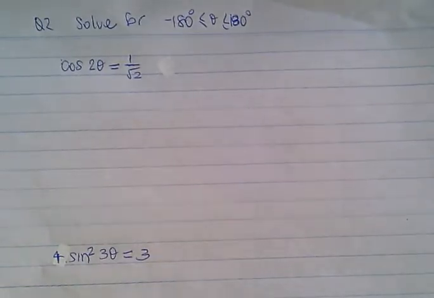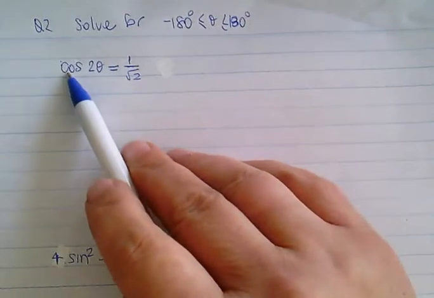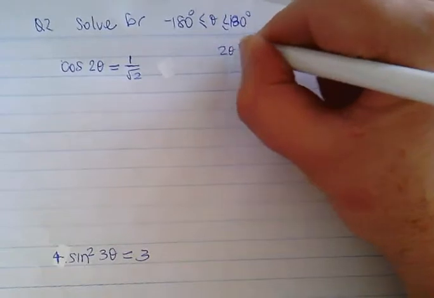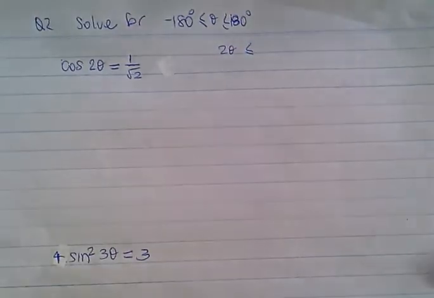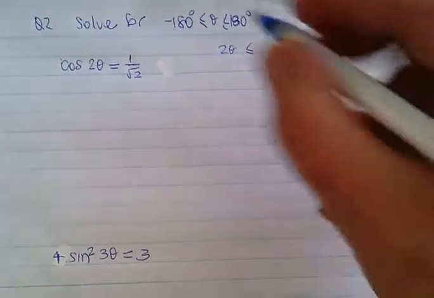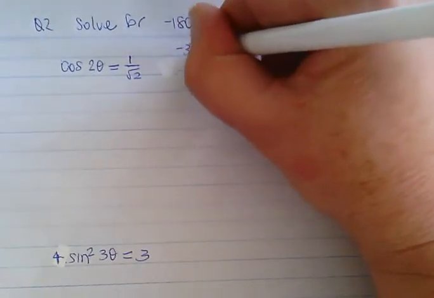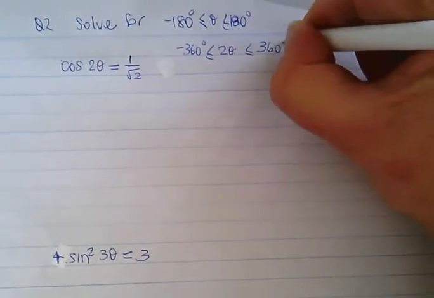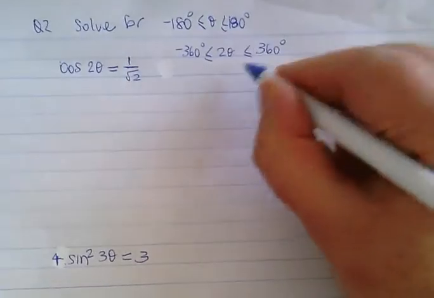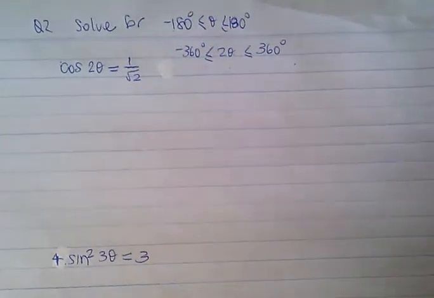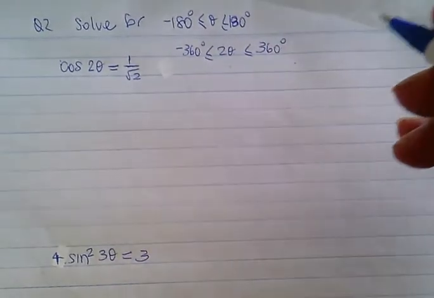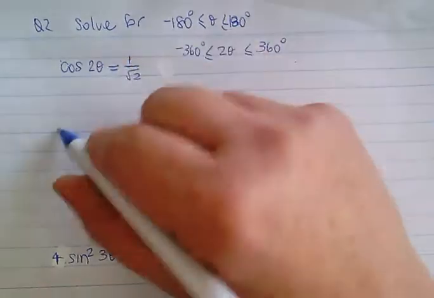Now before we start, my question is cos of 2 theta equals that, so I need to fix this up. So I've got 2 theta. You're going to like this one. Multiply by 2, what do you get? Negative 360. Multiply by 2, you get 2 theta. Multiply by 2, you get 360. In other words, I want one circle from 0 to 360, full circle. One circle from 0 to negative 360, full circle. 8 answers. No, not 8 answers. We'll see. No, only 4, I think.